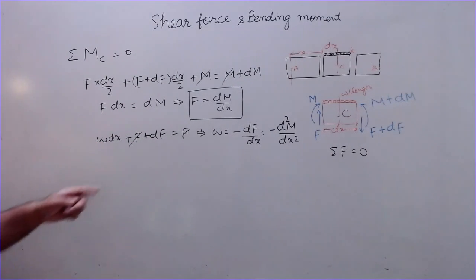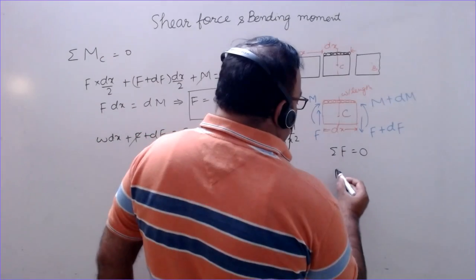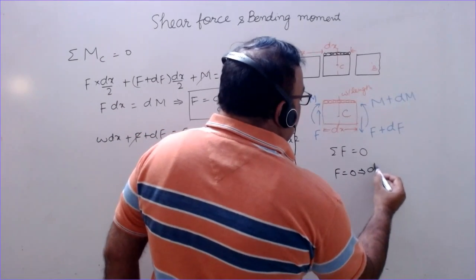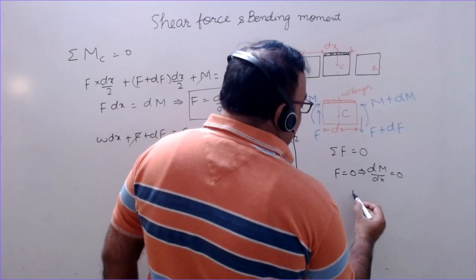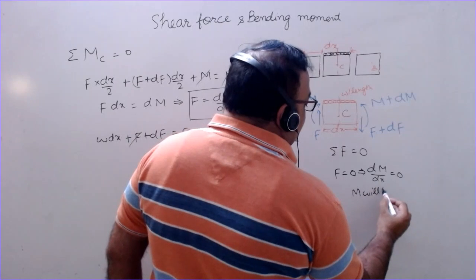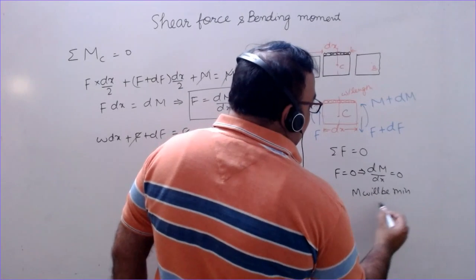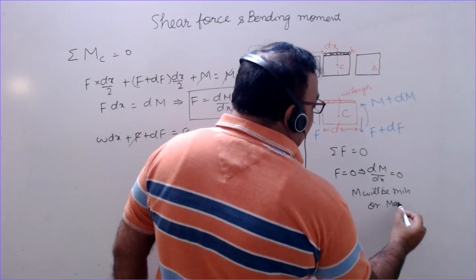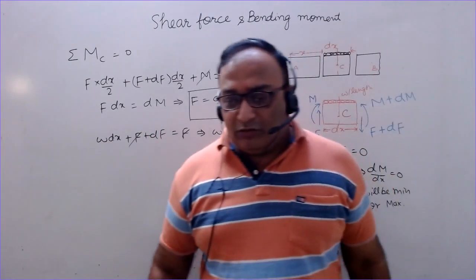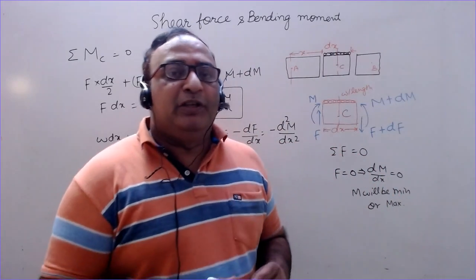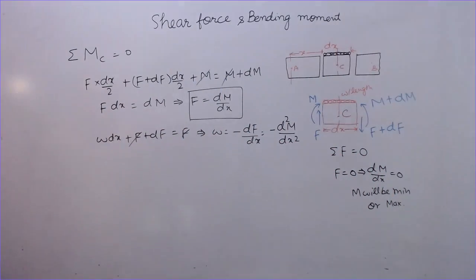Now if at some point F is equal to 0, that means dM by dx is equal to 0, so M will be minimum or maximum at that point. So whenever the shear force becomes 0, the bending moment will be minimum or maximum at that point.